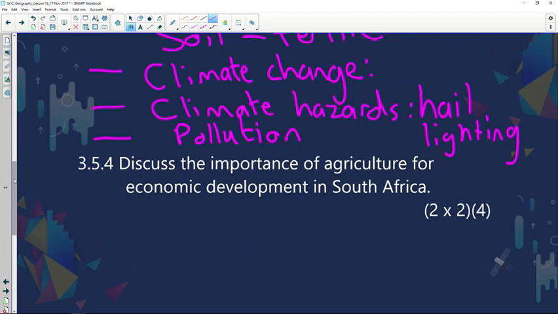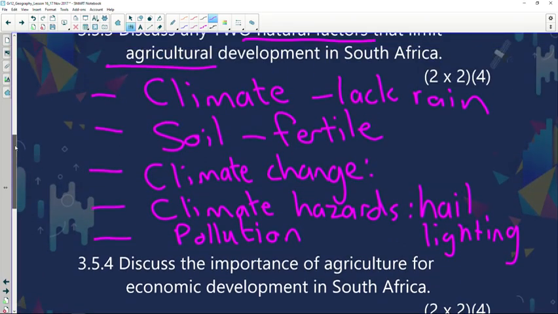One that we want to add over here as well is diseases. I'm just going to write it over there. For instance, bird flu. South Africa actually experienced it at the end of 2017, and it has a very negative impact on our poultry production.